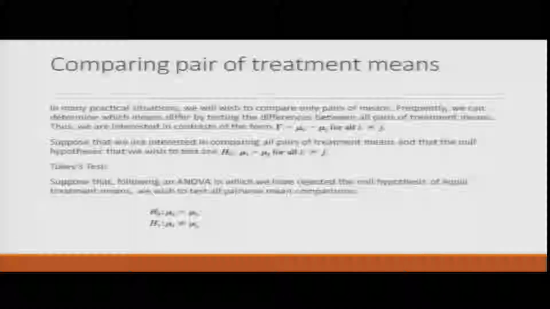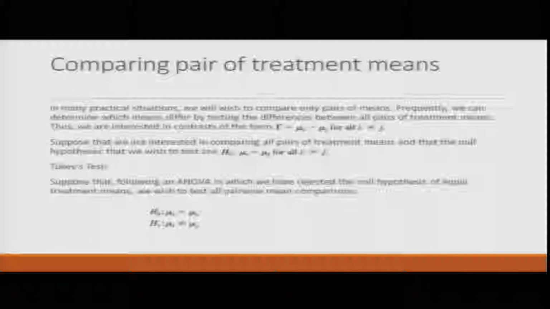Comparing pairs of treatment means: in many practical situations we wish to compare only pairs of means. Frequently we can determine which means differ by testing the difference between all pairs of treatment means. Thus, we are interested in contrasts of the form of the difference of the means, mu i minus mu j, where i is not equal to j. So, for example, if there are a such treatments, we would like to compare the difference of any 2 means, taken 2 at a time from this set of a.